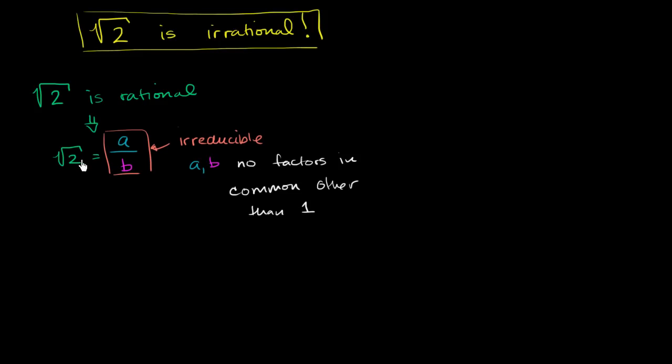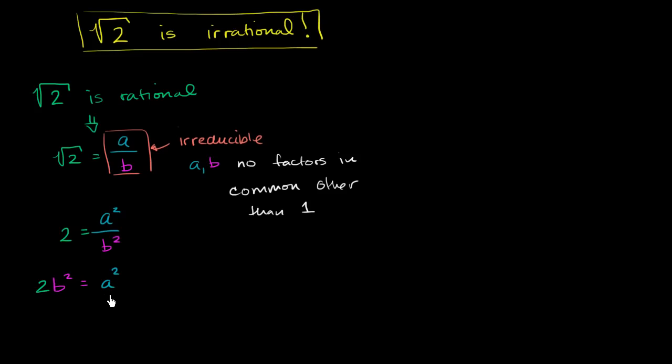Let's square both sides of this equation. So if you square the principal root of 2, you're going to get 2. And that's going to be equal to a squared over b squared. That just comes from a over b squared being the same thing as a squared over b squared. And now we can multiply both sides of this by b squared. And so we get 2 times b squared is equal to a squared.